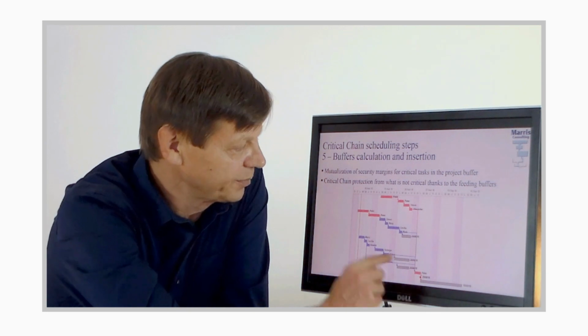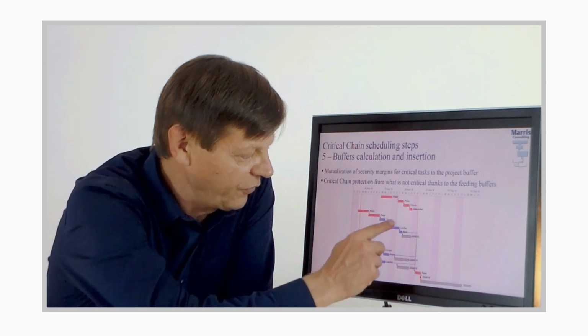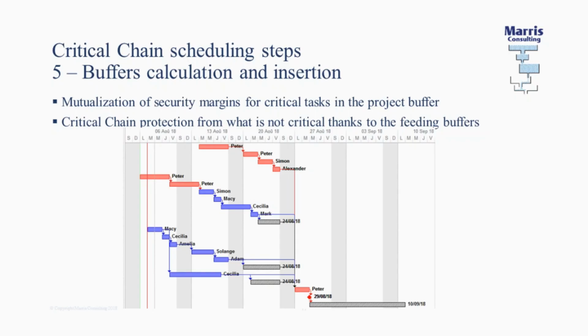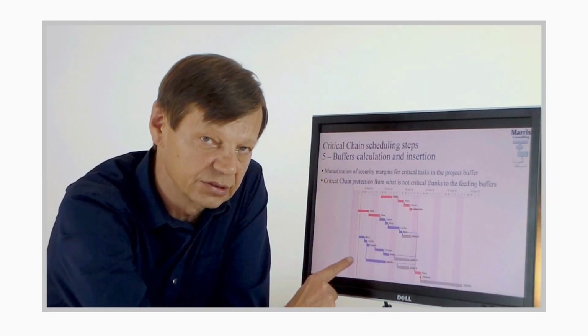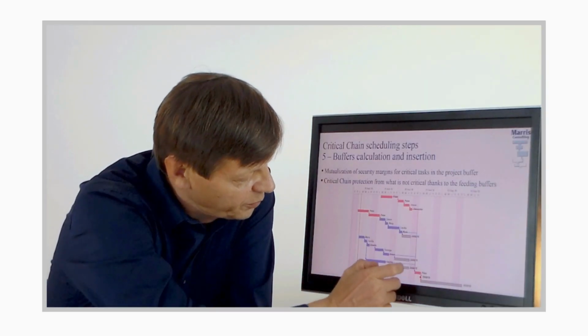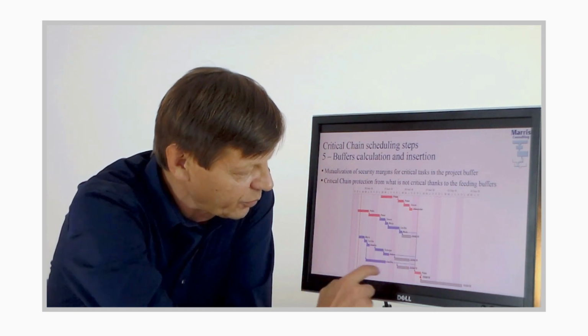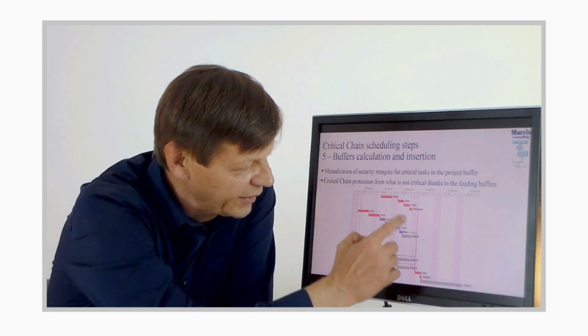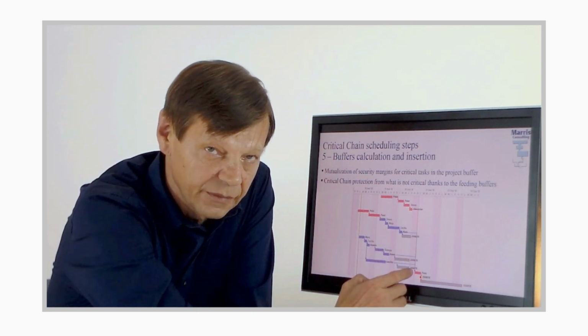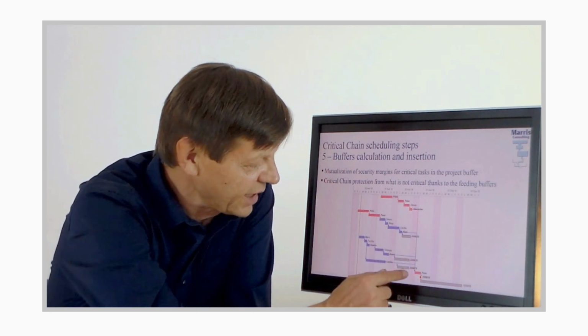But it's not the only buffer. We have feeding buffers here. What are those feeding buffers for? These feeding buffers are designed to ensure that the non-critical stays non-critical. Because if we put this stuff right at the end here as late as possible, if they had a problem, they would become late and they would stop the critical chain. So what we do is exactly the same.